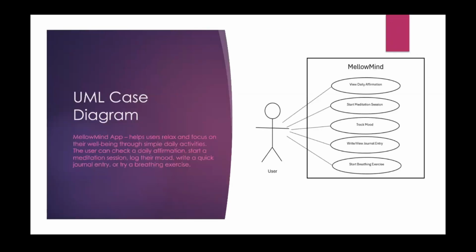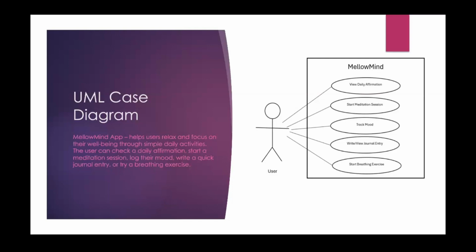So, first things first, we will be talking about the UML case diagram. Jay, would you please? Of course. So here we have the entirety of the MellowMind app, which shows how the user connects to certain features and the pages that we've implemented. It shows how the user can view a daily affirmation or start a meditation session, track a mood, or write in their journal, or maybe even start a breathing exercise.